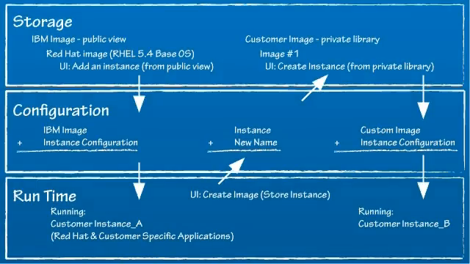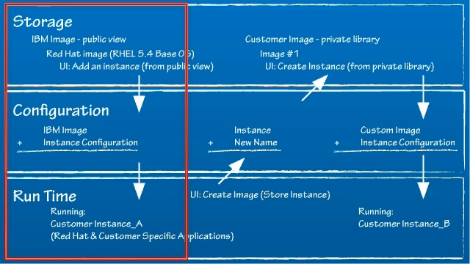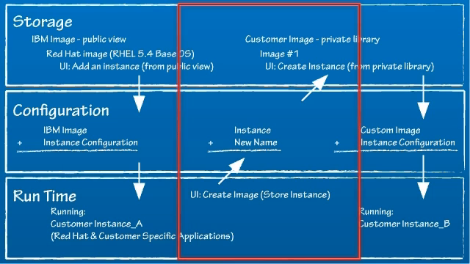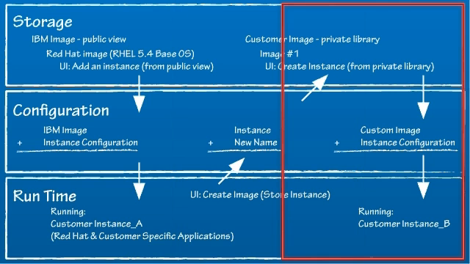So this is the big picture of instances and images. I start with a stock IBM image in my public view. In the user interface, I select Add Instance to create a running environment that I can customize for my company's needs. Then I can save this instance as a reference image that I can use to create duplicate environments the same day or months down the road.